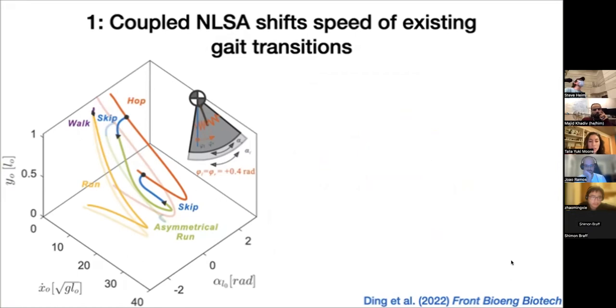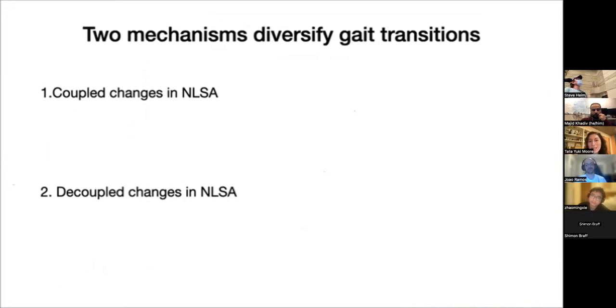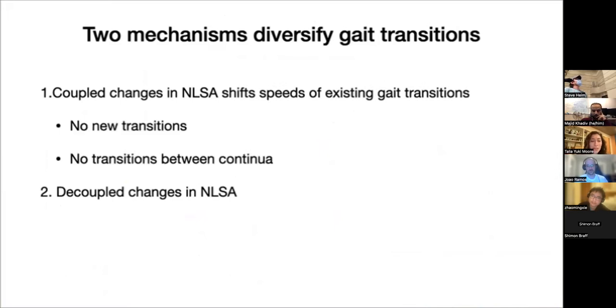So now let's examine just the transitions from skipping to asymmetrical running. Each color here, each fade of that blue, represents a different neutral leg swing angle. So not just plus 0.4 radians like you see on the left side here, but it sweeps through multiple different coupled changes in neutral leg swing angle. What we see is that the same number of transitions exist, but the speed changes very slightly, especially for the lower speed transition. So we still get the same number of transitions, they just move in speed. So these coupled changes in neutral leg swing angle shift the speeds of existing gait transitions. And that means that there are no new transitions and there are no transitions between the continua.